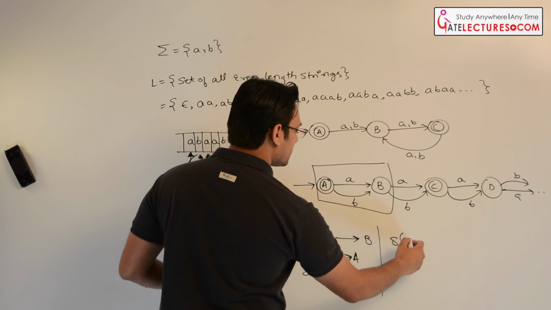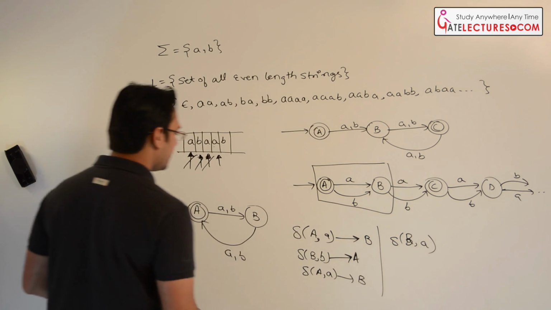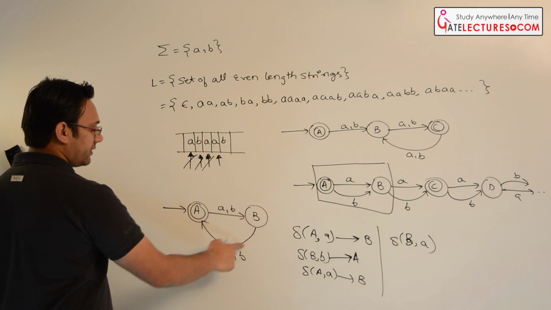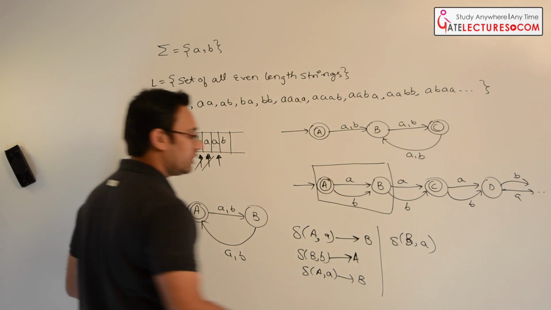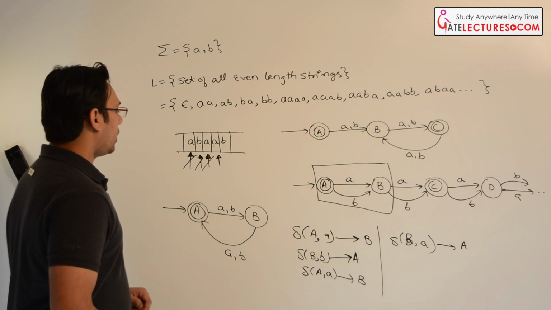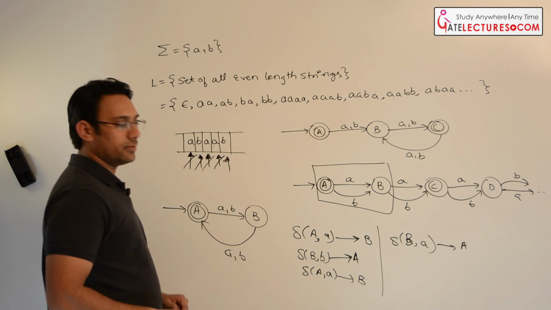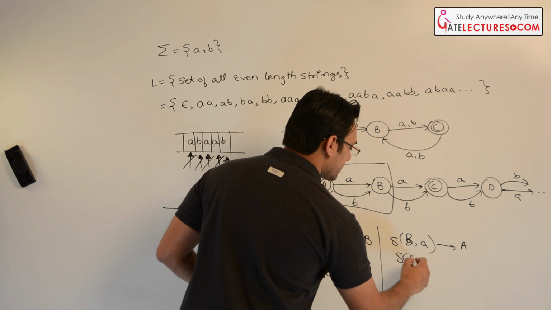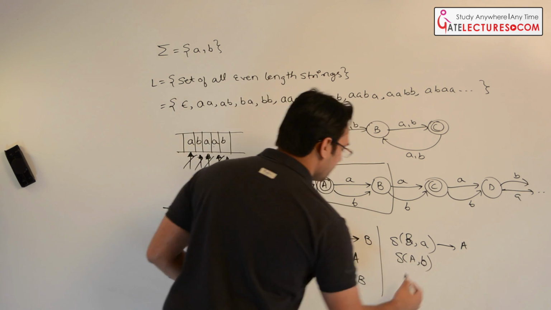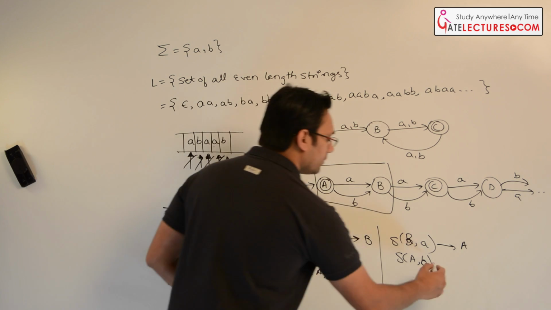If we read a symbol small a at state B, then we will make a transition to state A. Therefore we again go to state A. Okay, now we are at state A and we are reading the symbol B. Then we will go to state B.